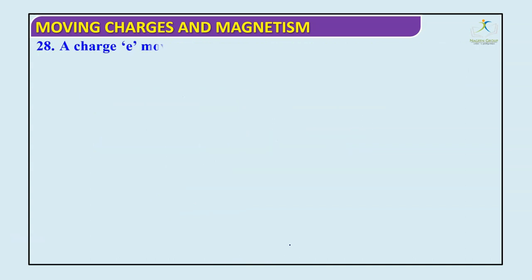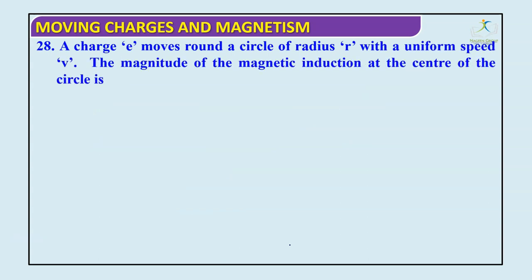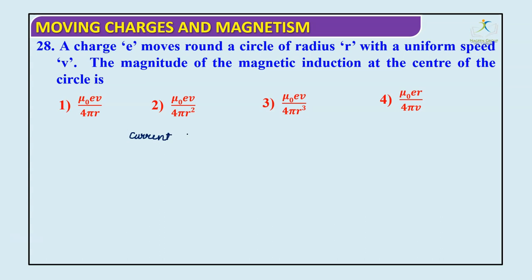Next question we have: a charge e moves round a circle of radius r with a uniform speed v. The magnitude of the magnetic induction at the center of the circle is mu naught ev by 4 pi r, mu naught ev by 4 pi r square, mu naught ev by 4 pi r cube, and mu naught er divided by 4 pi v. So let us see the solution part, how we will get the formula. We know the current I equals delta Q by delta T. This is from basics we know. And this equals ev by 2 pi r.